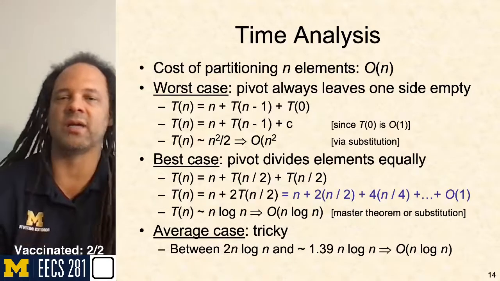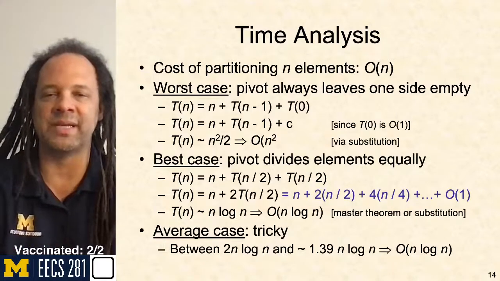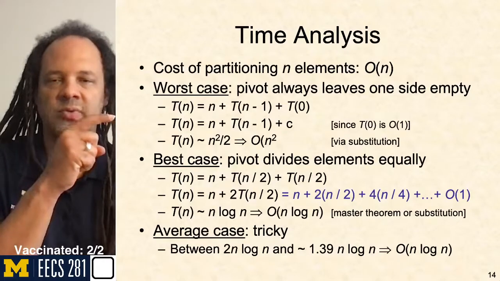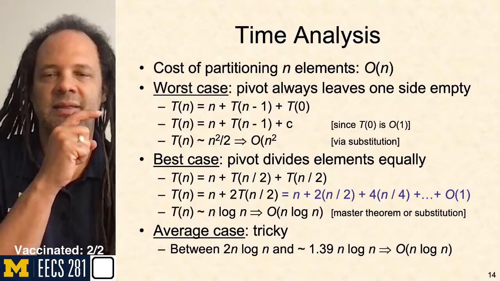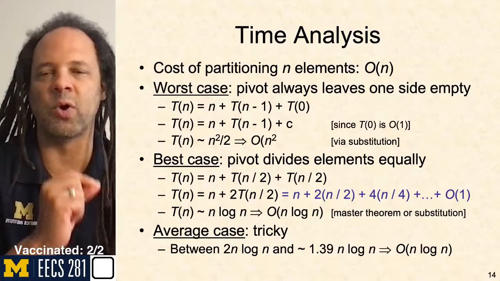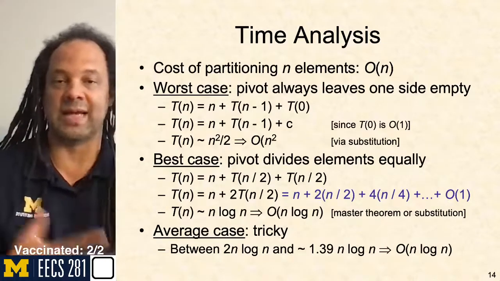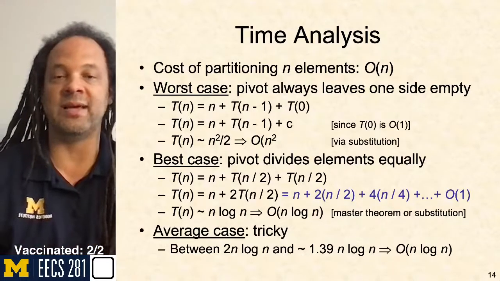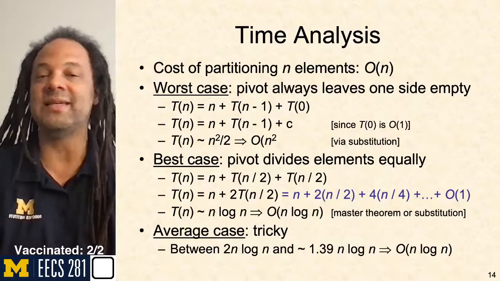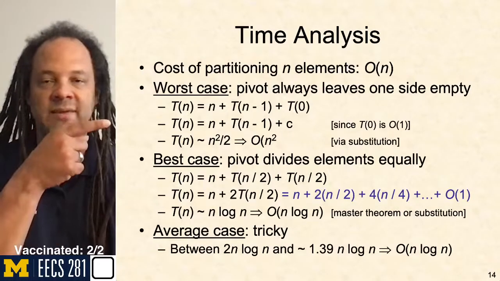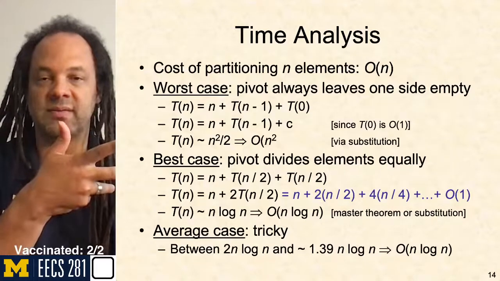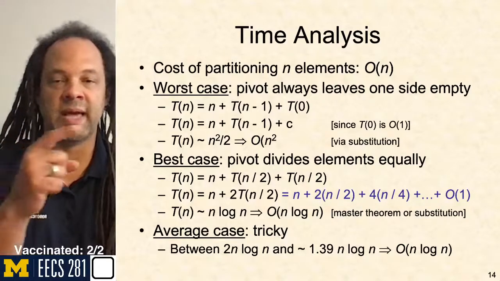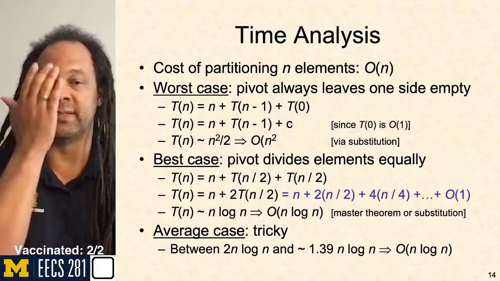So in the worst case, we talked about the pivot always leaving one side empty. So when I'm trying to deal with this T of n, my recurrence relation, the time it takes to work on n items is n, of course, that's the linear partition. And then I've got the two sides. One is of size T of n minus 1, and the other is size T of 0. So T of n equals n plus T of n minus 1. If we say that T of 0 is a constant, then T of n is equal to n plus T of n minus 1 plus c.